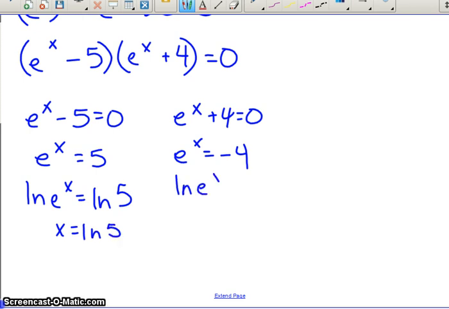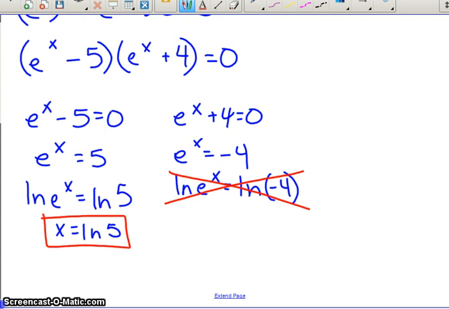ln of e to the x equals ln of negative 4, but we remember that we cannot take the natural log of a negative number. So this part doesn't work. That part does not give us a valid answer to this equation. So our only solution is x equals the natural log of 5.